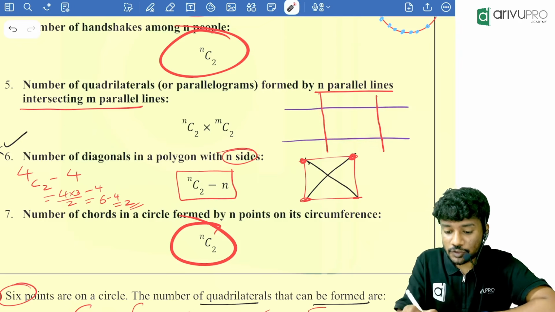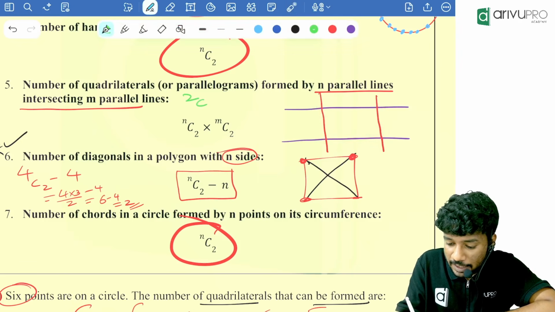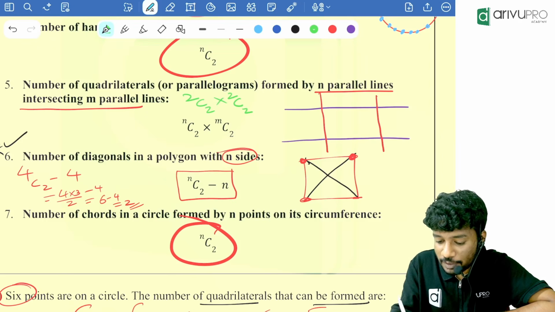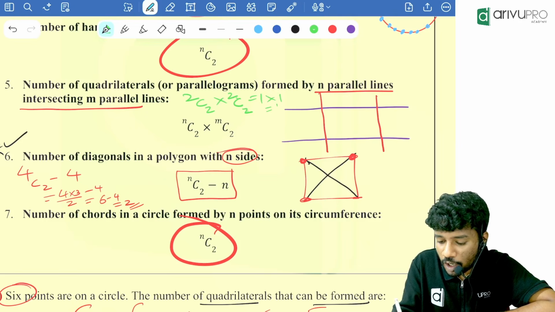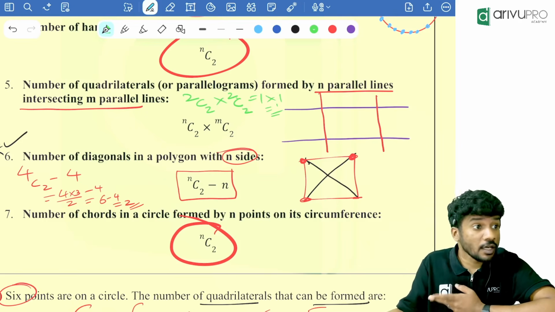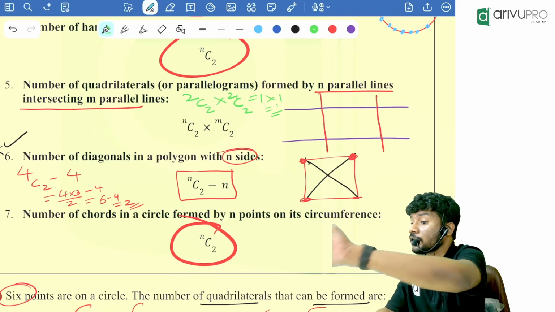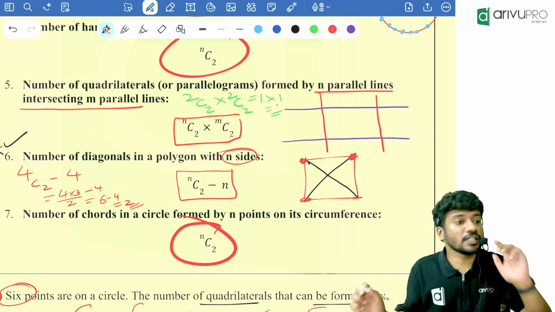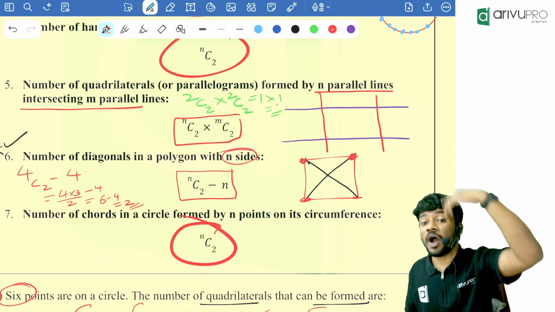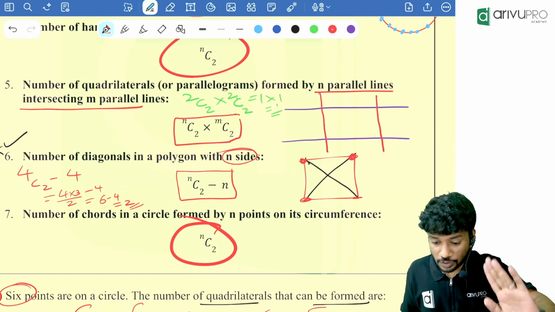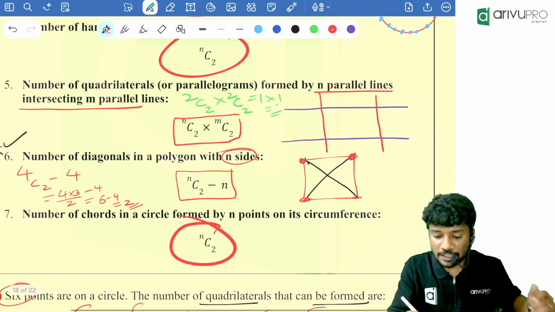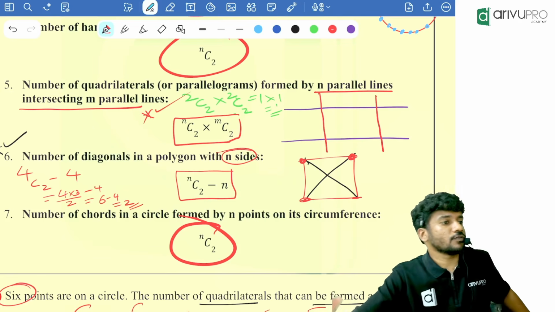1 rectangle. So, you tell me 2 parallel lines intersecting 2 parallel lines. How many rectangles were formed, people? 2C2 is how much? 1 into 2C2 is how much? 1. So, how many parallelograms are formed? Sorry, how many quadrilaterals are formed? 1 quadrilateral. So, in general, you can write what? N parallel lines intersecting m parallel lines will give you how many quadrilaterals? NC2 into MC2. Make a note of it, people. It will help you out. Keep a note of it.